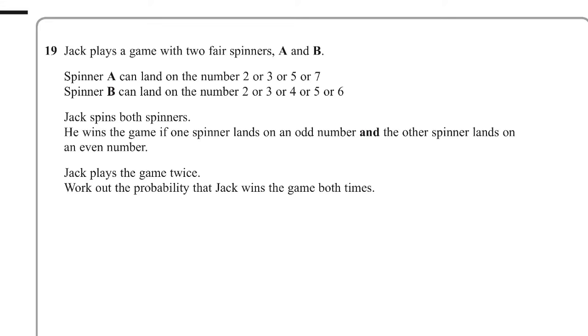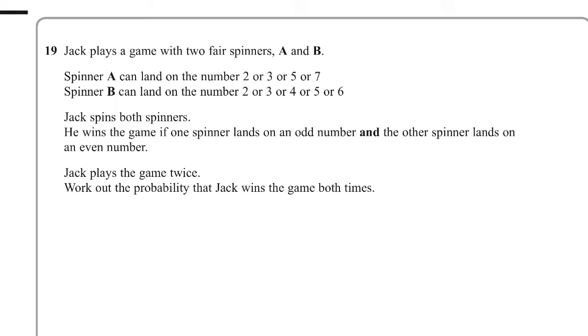Question 19 is a probability question. We've got Jack playing a game with two fair spinners, A and B. Spinner A can land on 2, 3, 5, or 7, and spinner B can land on 2, 3, 4, 5, 6. Jack will spin both spinners, and he wins the game if one spinner lands on an odd number and the other spinner lands on an even number. He plays the game twice. What's the probability he will win the game both times?